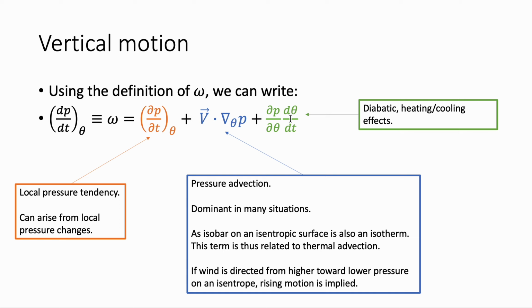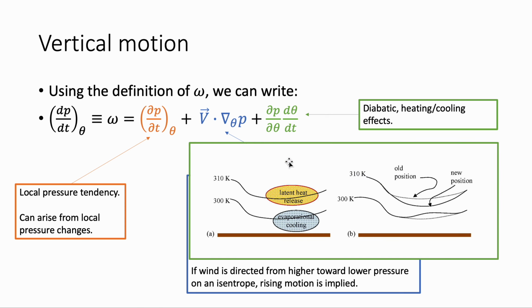It could also be radiative processes, right? So any kind of diabatic term that would cause a change in temperature would cause either ascent or descent of the isentrope. So take an example over here, and we have an isentrope at 300 and a higher isentrope at 310 Kelvin. And let's say that there is some kind of latent heat release and some kind of evaporative cooling below it. Let's consider the latent heat release over here.